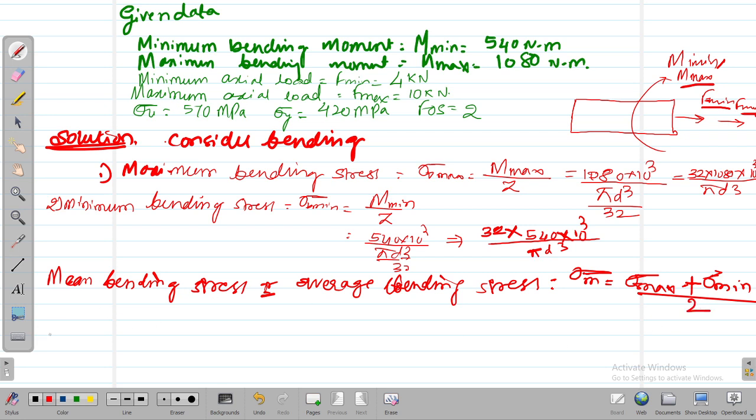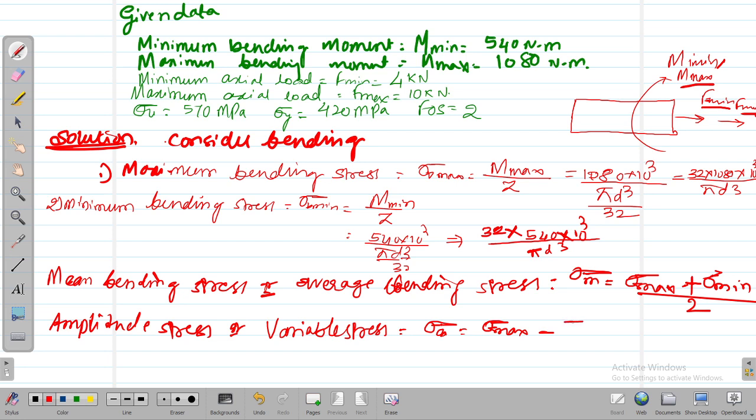Next we can calculate the amplitude stress, or the variable stress. So now sigma a equals sigma max minus sigma minimum divided by 2, okay. So you please calculate and give the value.